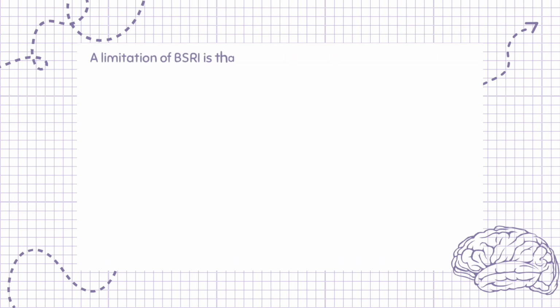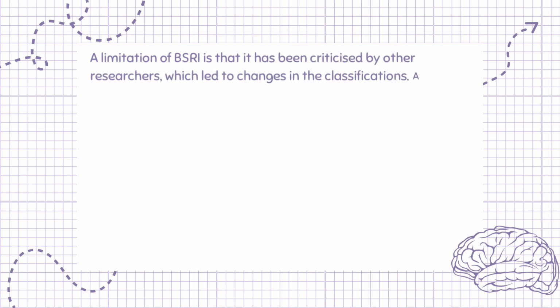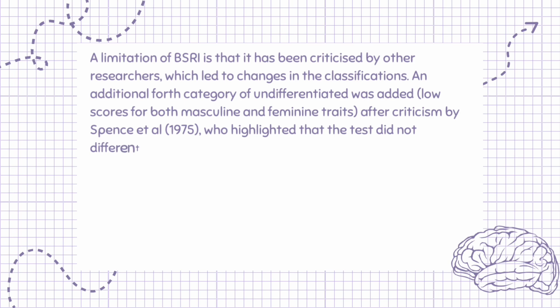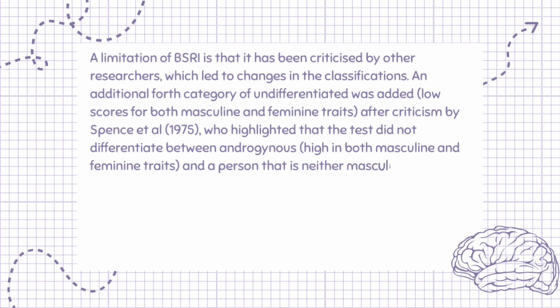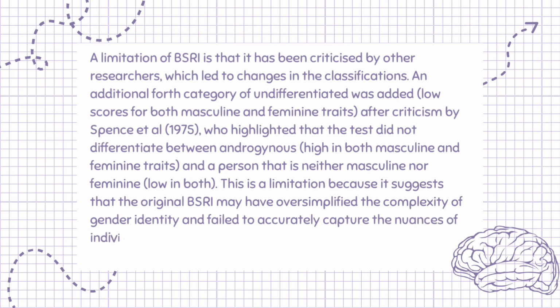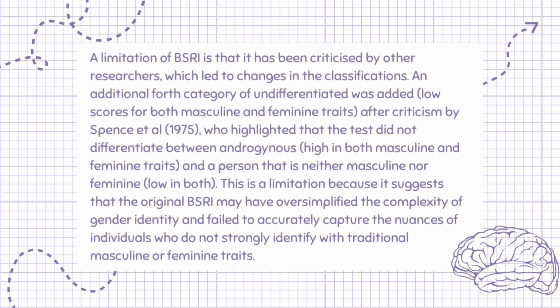A limitation of the BSRI is that it has been criticized by other researchers, which led to changes in the classifications. An additional fourth category of undifferentiated was added, low scores for both masculine and feminine traits, after criticism by Spence et al., 1975, who highlighted that the test did not differentiate between androgynous, high in both masculine and feminine traits, and a person that is neither masculine nor feminine, low in both. This is a limitation because it suggests that the original BSRI may have oversimplified the complexity of gender identity and failed to accurately capture the nuances of individuals who do not strongly identify with traditional masculine or feminine traits.